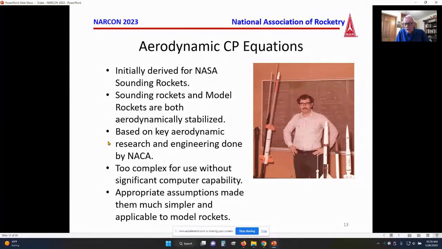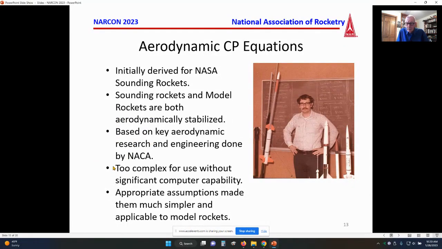The NACA worked primarily with aircraft and the aerodynamics and dynamics of airplanes. But the work that was done there is equally applicable to model rockets, with some careful assumptions and making sure that the proper aerodynamic techniques were used.